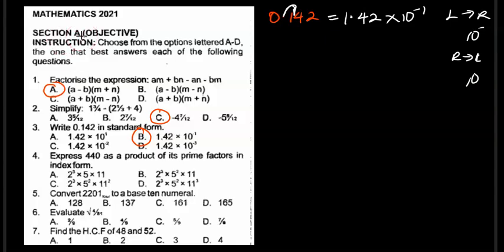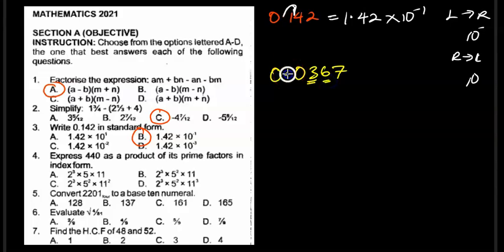So let me give another example so that you can understand more clearly. Let's say I have the number 0.0367, and I'm asked to write this number in standard form. So basically my goal should be to move this decimal point from the zeros to the non-zeros. The first non-zero is 3 and 6.